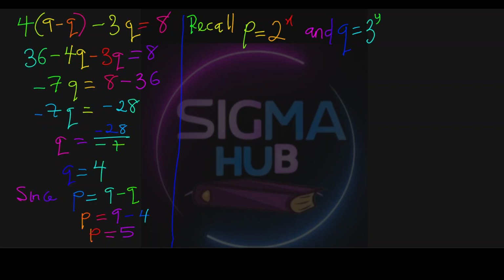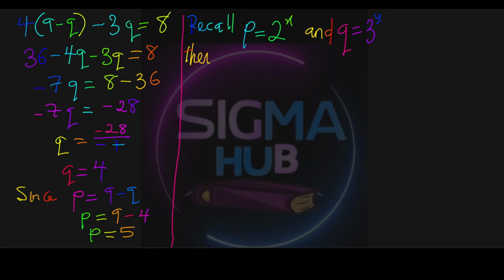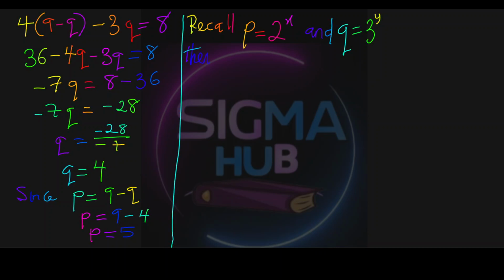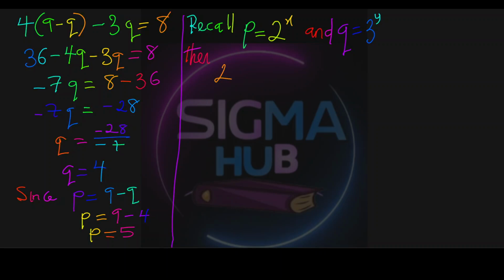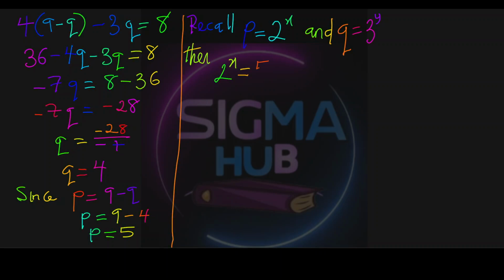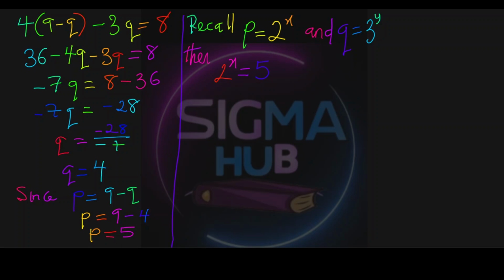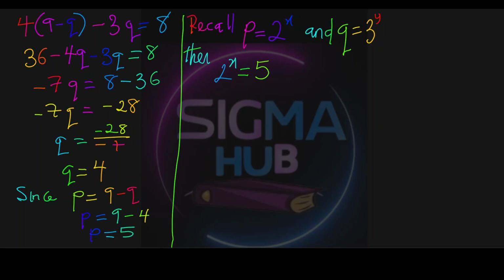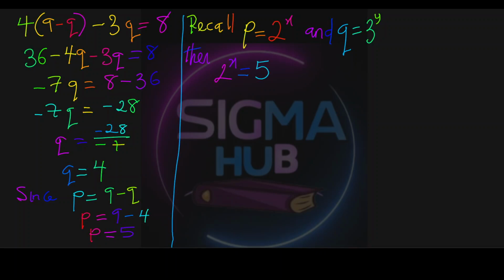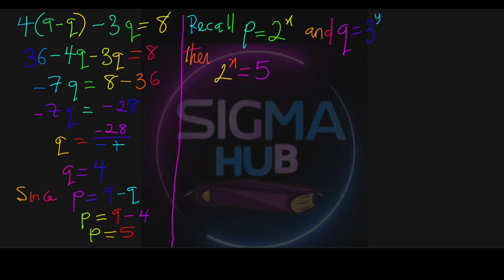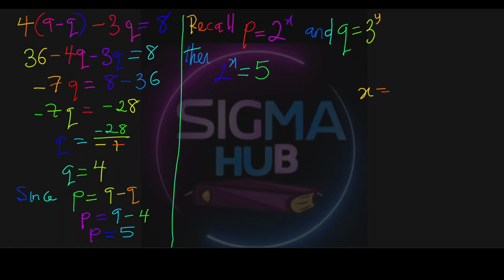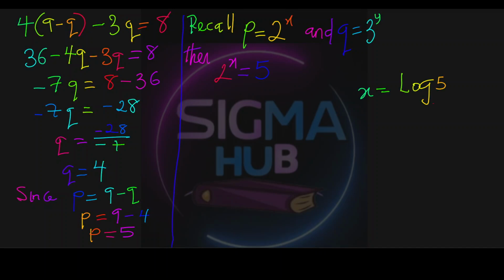So hence we have what? Then we can say 2 raised to the power of x, which is p, and p is also 5. So 2 raised to the power of x equal to 5. And of course, since they do not share the same base, we can turn these indices into log. So we are going to be raising them to log of base 10. Raising this into log, it becomes x is equal to log 5 base 2.